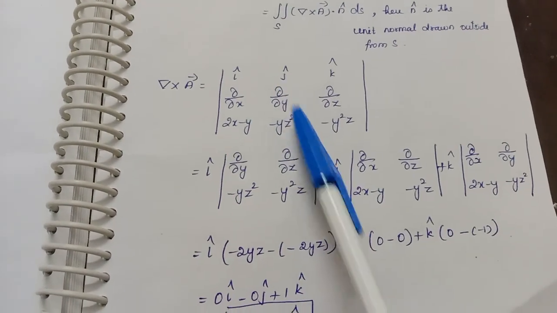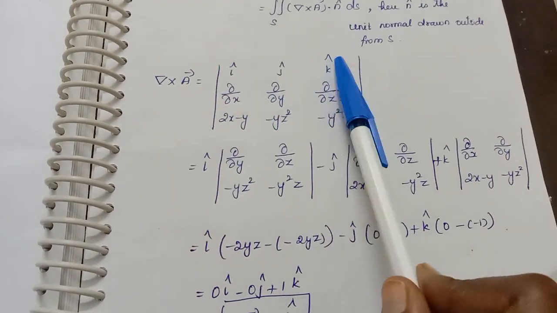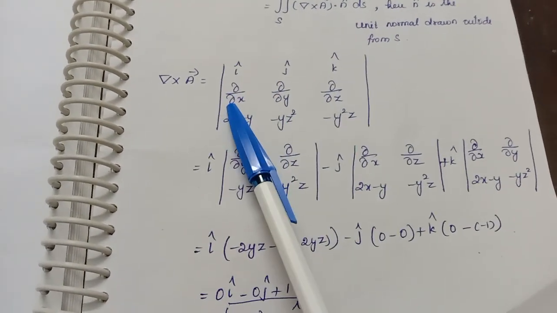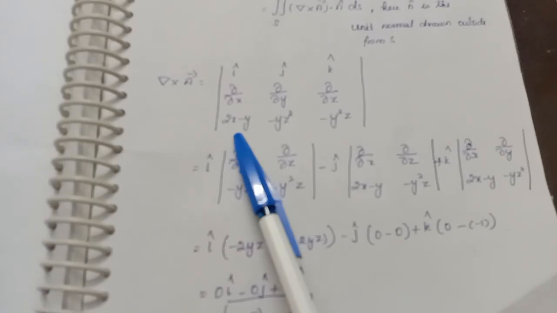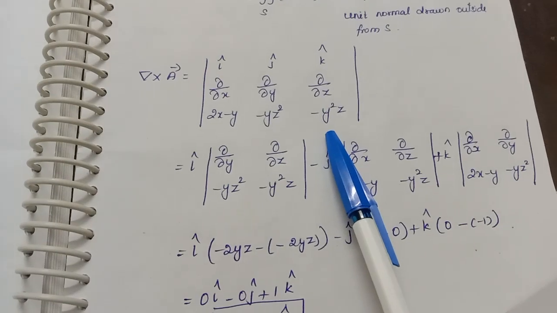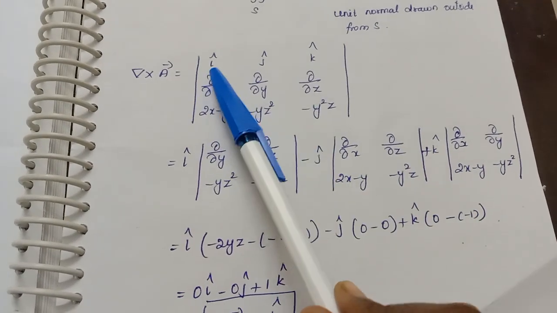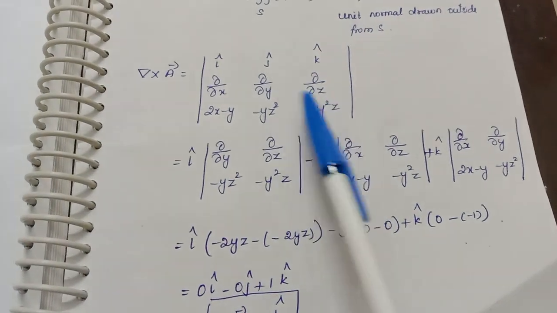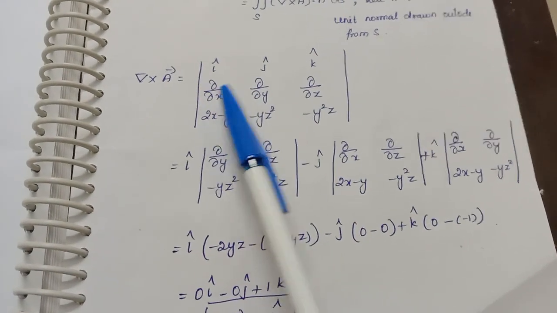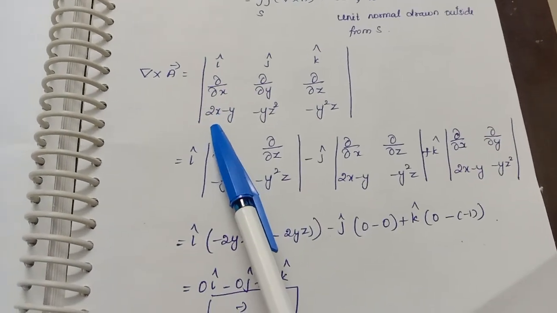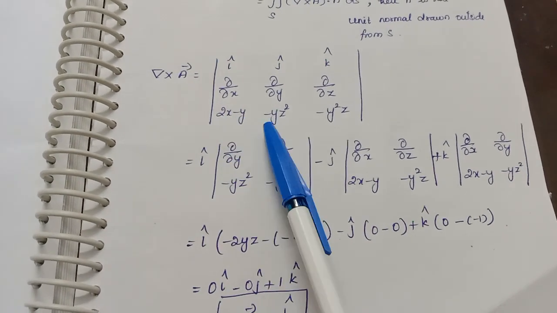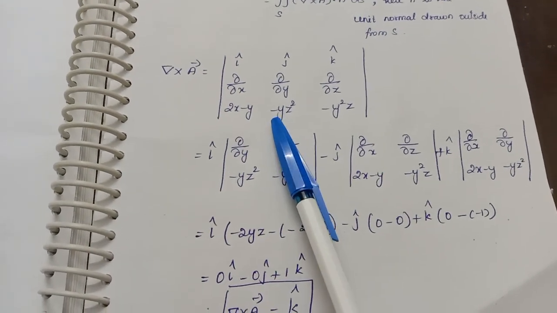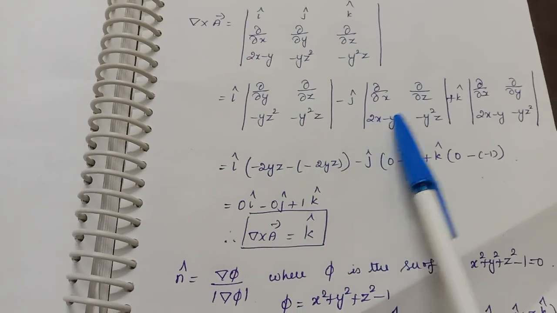Next one is minus j cap into, leave this row and this column, ∂/∂x, ∂/∂z, 2x minus y square z, plus k cap into, leave this row and this column, this determinant, ∂/∂x, ∂/∂y, 2x minus y, 2x minus y and minus y square z. Now let's expand these determinants.